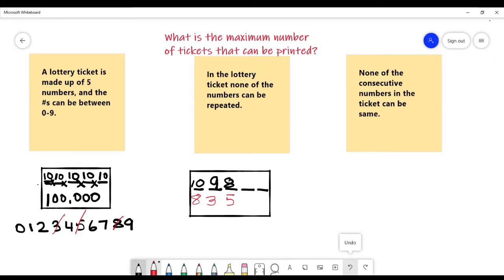So in order to figure out how many tickets we can print with this combination, we have to multiply 10 times 9 times 8 times 7 times 6. Whatever we get from multiplying this is the total number of tickets we can have. Now 10 times 9 is 90. 90 times 8 is 720. 720 times 7 is 5040. 5040 times 6, I believe, is 30,240.